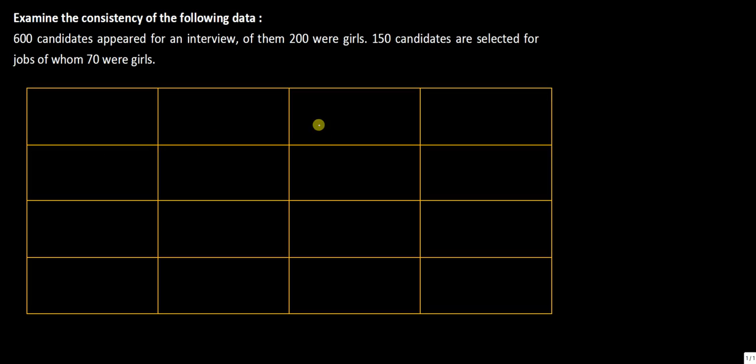First, we have to write A, alpha, B, beta, and this is the column of total. Here also we have to put total. Now the main question is what is A and alpha, what is B and beta. If we are taking A equal to boys, we have to take alpha equal to girls. And candidates appeared in the interview, of them were girls, selected.